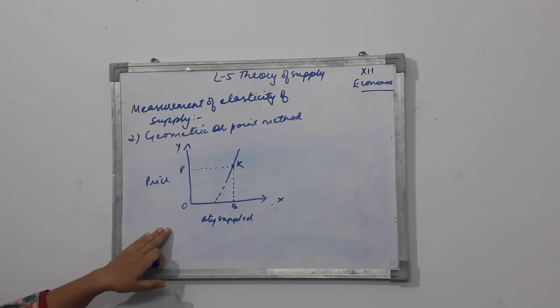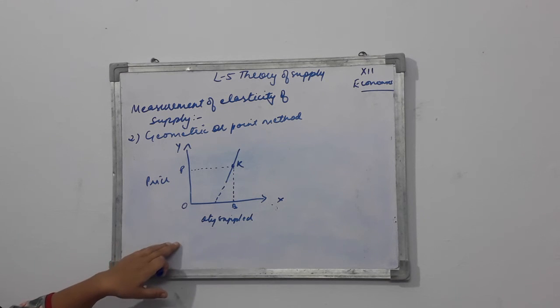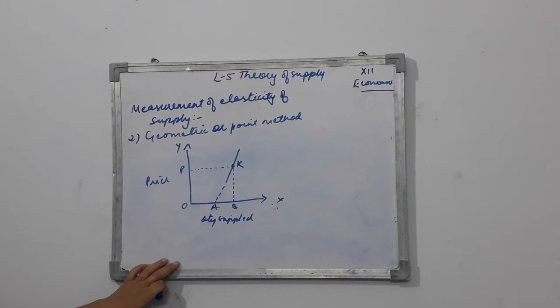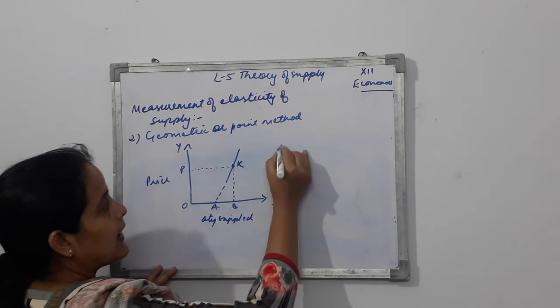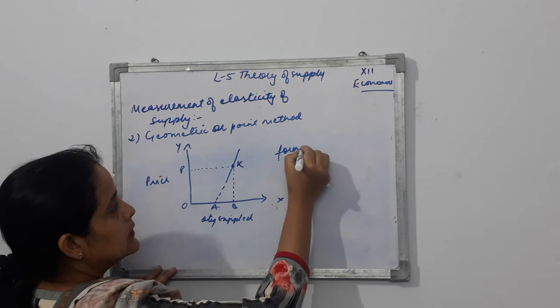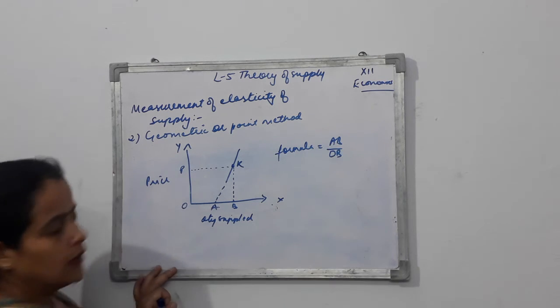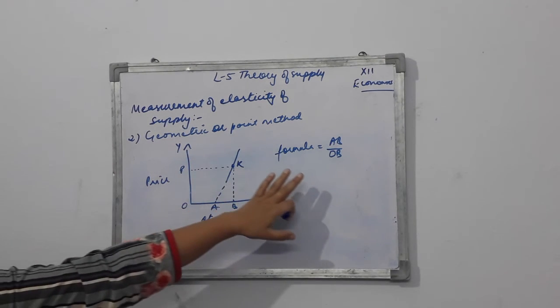Now extend supply curve SS downward. हमने downward extend किया है. Now इसको हम क्या नाम दे देंगे? We have extended this. We are giving it a name, A. Right? The elasticity of supply at a point on the supply curve is measured by the formula AB upon OB. This is the formula.